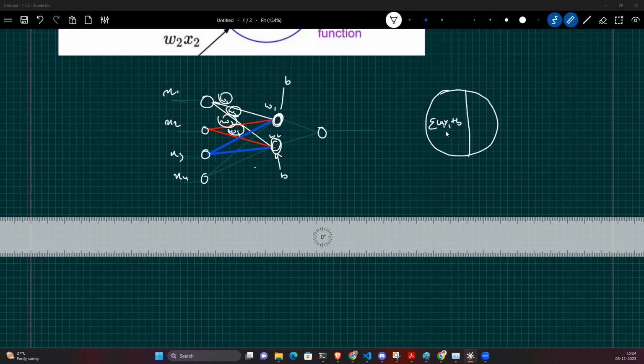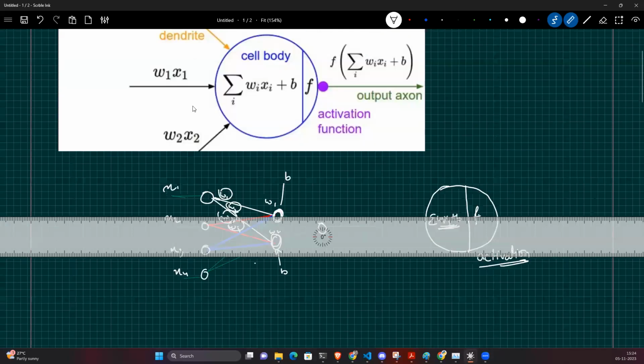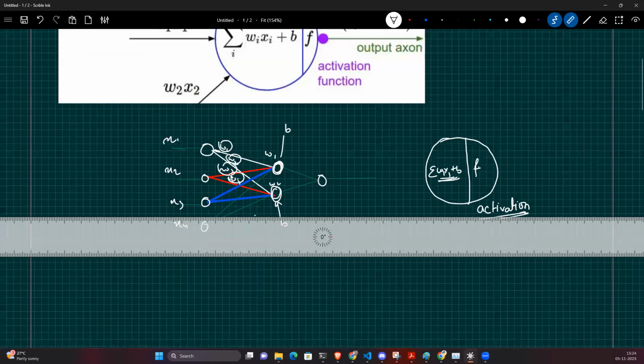Did you understand? Here is our neuron, and this is the input, and this input is going to pass to the activation function. We are going to talk about this activation function in today's session. You can see here we are going to pass the input.